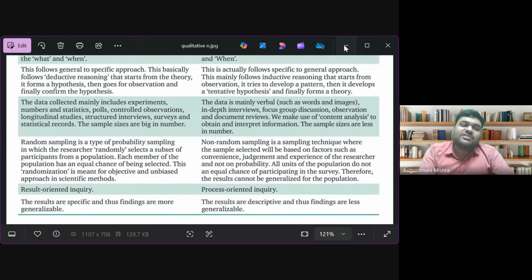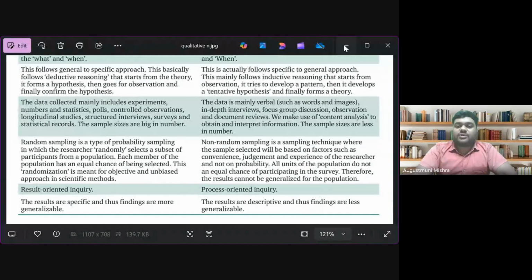Now, at the end, result oriented inquiry: in quantitative research, the results are specific and thus findings are more generalizable. They're more generalized, so they can be used in different places. But in qualitative research, the results are descriptive and thus findings are less generalizable. So these are the basic things we have to discuss about qualitative and quantitative research, and both of them are very important.